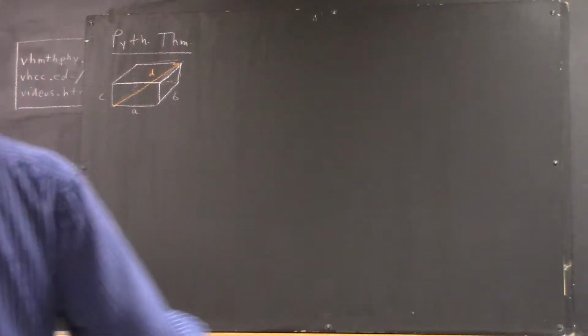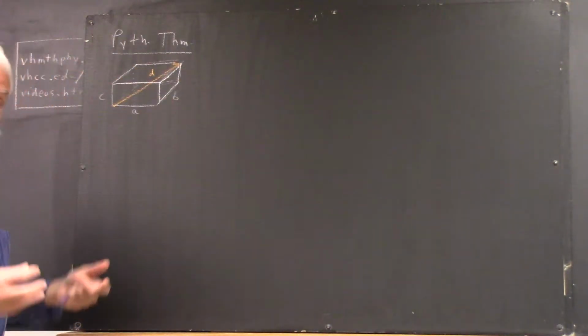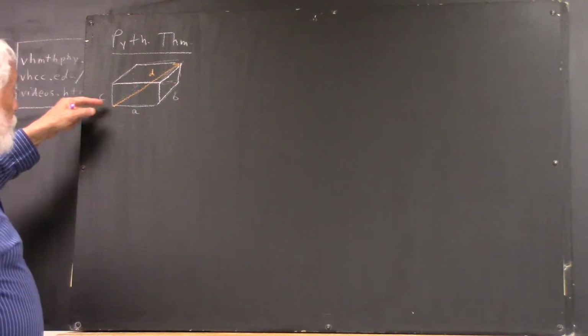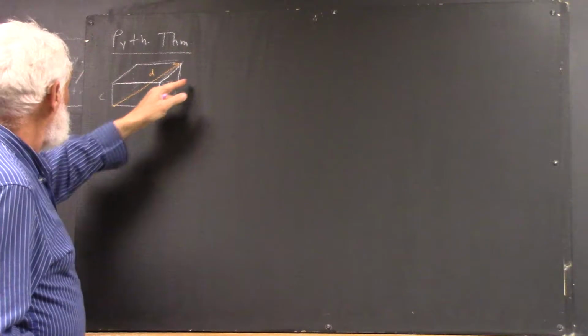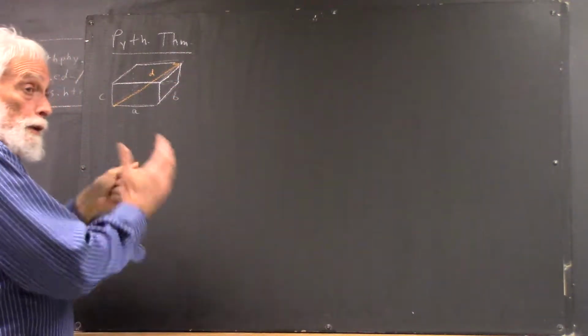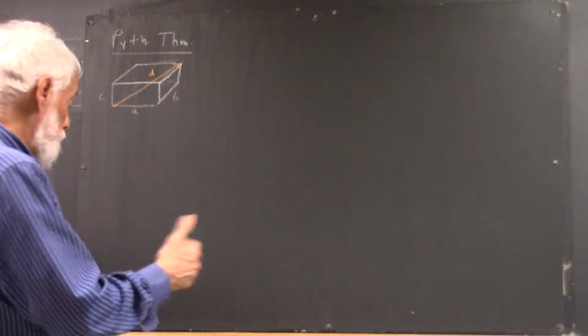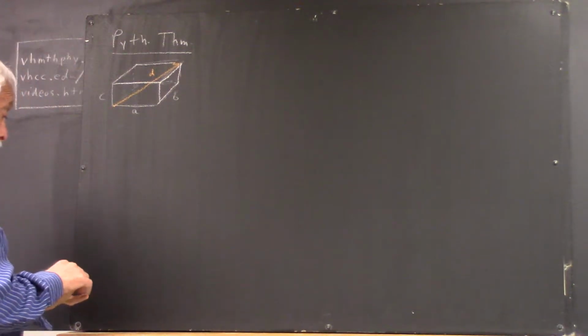Take a quick look at the Pythagorean Theorem in 3 dimensions. So we have a rectangular box here, side A, side B, side C. Every corner, every edge at a right angle to every other edge that meets it.